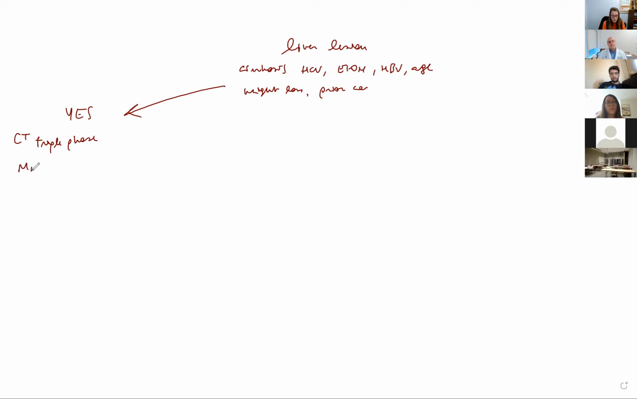Or you can use MRI with contrast, and usually you will need radiology to help you with the specific setting that they need to do for the MRI. There can be some specific liver settings for the MRI with contrast.